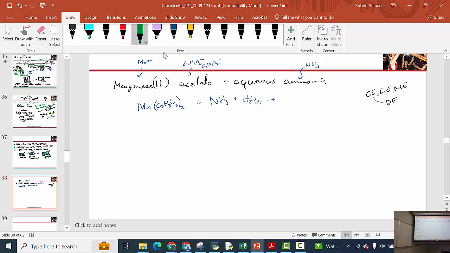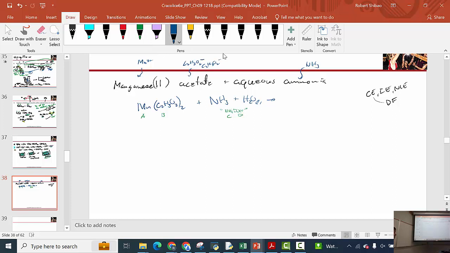Well, what do we treat NH3 in water as? NH3 is a weak base, and weak bases partially hydrolyze water to form what? Ammonium and hydroxide. So this is my A, this is my B, this is my C, this is my D. So I'm going to have manganese 2 with what anion? With hydroxide. So what is manganese 2 hydroxide?